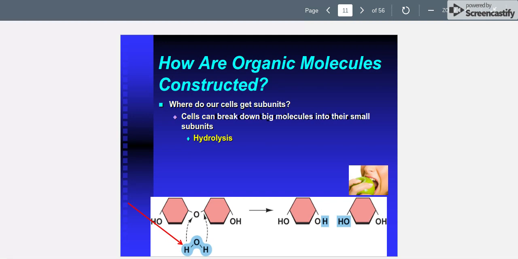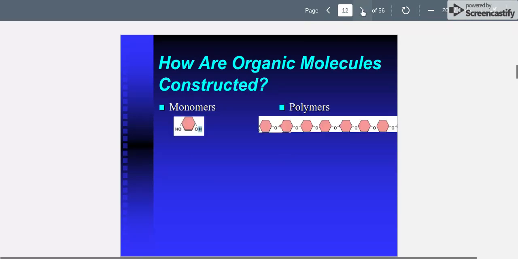And so that's hydrolysis. So hydrolysis breaks things down. We'll see this word lysis quite a bit, and that's just a breakdown. Okay, so hydrolysis, we're using water to break things. Dehydration synthesis, we're removing water to make things. Okay, so we've got our monomers, which are our single subunits, and then polymers are when we chain a bunch of those monomers together.